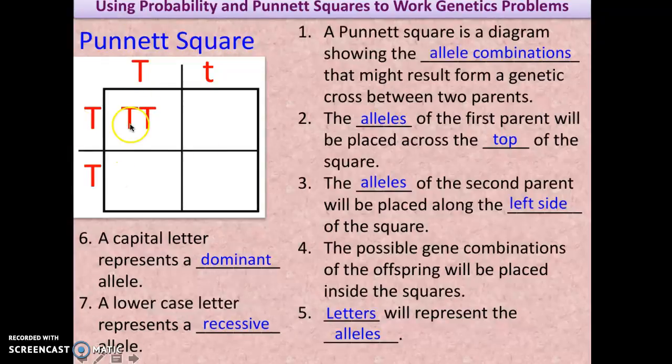So the first box, we're taking this egg and we're fertilizing it with this sperm. And then we're just going to go ahead and do the rest. Now, it doesn't matter if this big T comes before the little t or the little t comes before the big T. Really, it just matters that it's heterozygous here in this box. Generally, we put the dominant before the recessive, but it does not have to be that way.